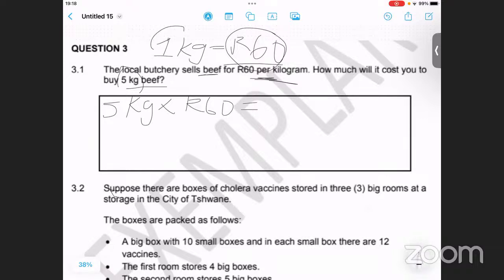Do you get it? Yes, ma'am. Mm-hmm. And then how much did we get? I think we got 300. 300 rand. So that means it will cost you what? It will cost you 300 rand to get what? To get 5 kg of beef. All right. Are we all together, Butlali? Are we all good?